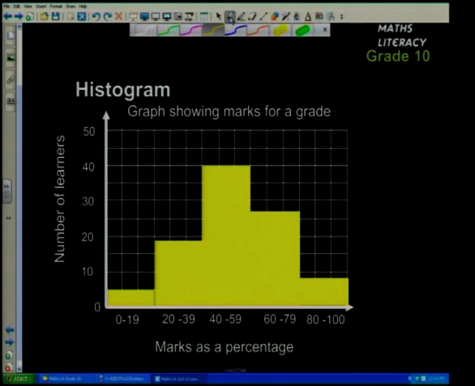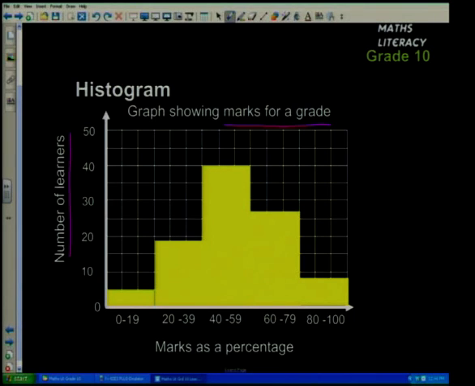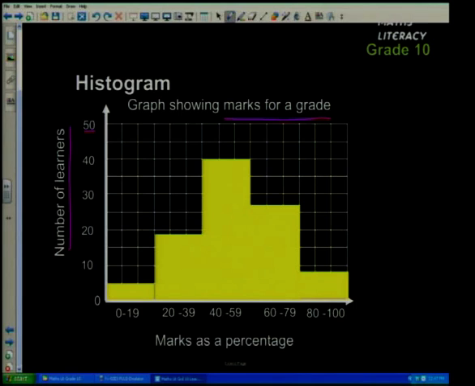Our next one is a histogram. And our histogram is showing marks for a particular grade. So now we're looking at the number of learners, and our maximum learners, there were a total of 50. That was the maximum in that particular group. And we're looking at marks as a percentage. Now, can you see that this is continuous? I can't decide, well, okay, I would like to start with the distinctions and go from 80 to 100, and then we can do the ones that got between 0 and 19.